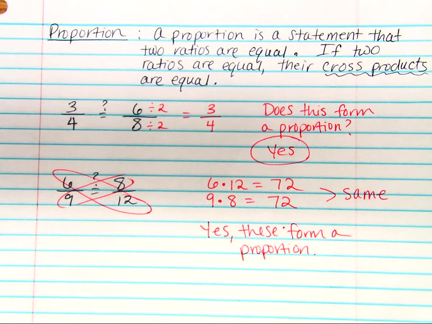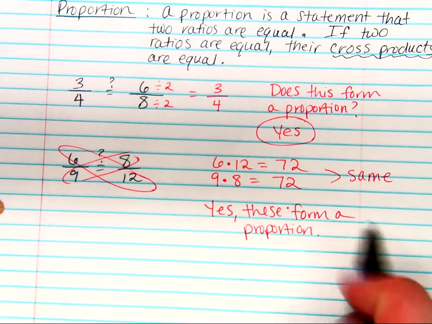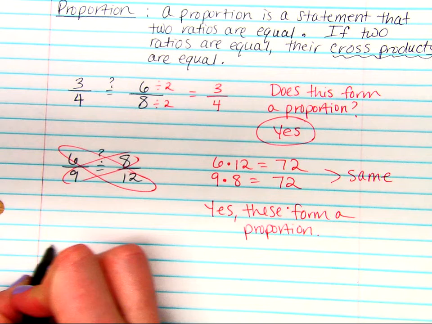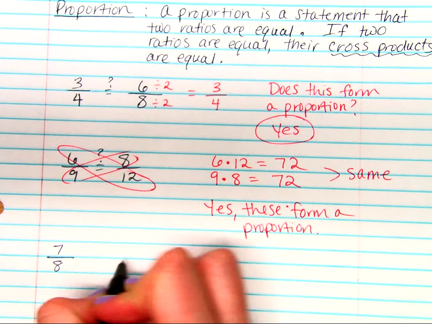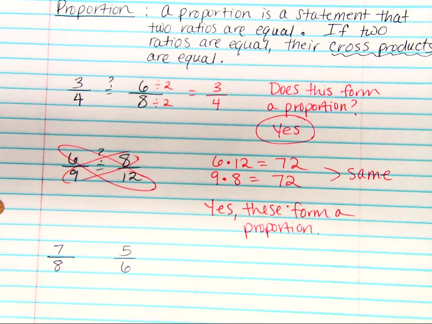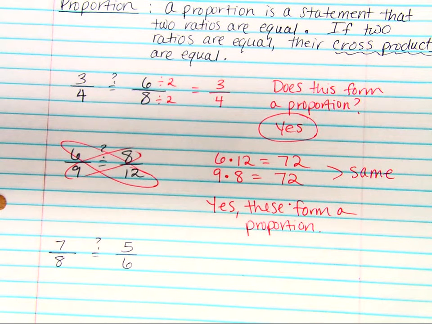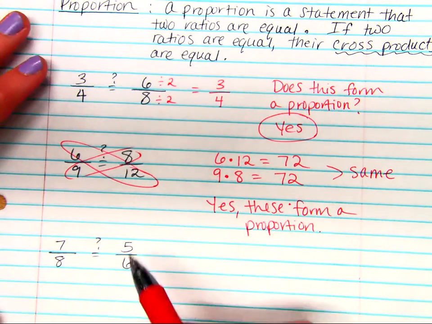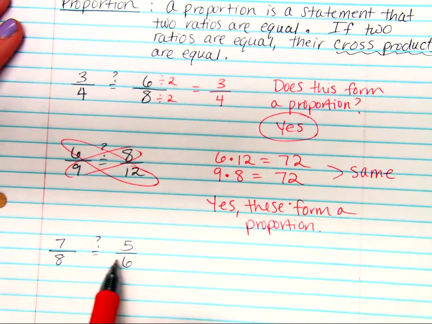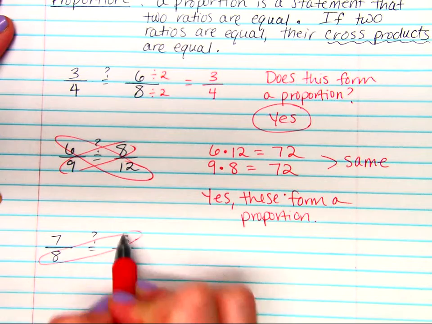Now let's look at an example of one that maybe isn't proportional. So let's try, let's say 7/8 and 5/6. Okay, and I want to know, do these form a proportion? Are they equal? Are the ratios equal? Okay, so let's try. I could try to simplify. Well, there's not really any way to simplify these. So let's try cross products.